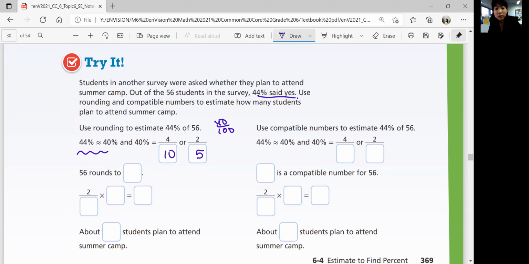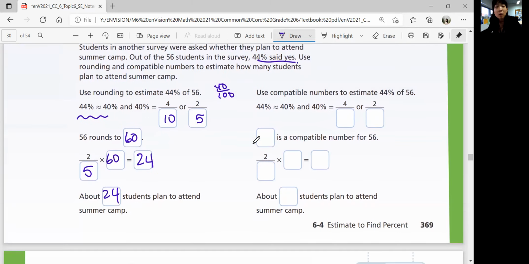56, you can round up to 60. And so 2/5 times 60 is 2 times 60 divided by 5, which is 24. So about 24 students plan to attend summer camp. This is one way. What's another way?